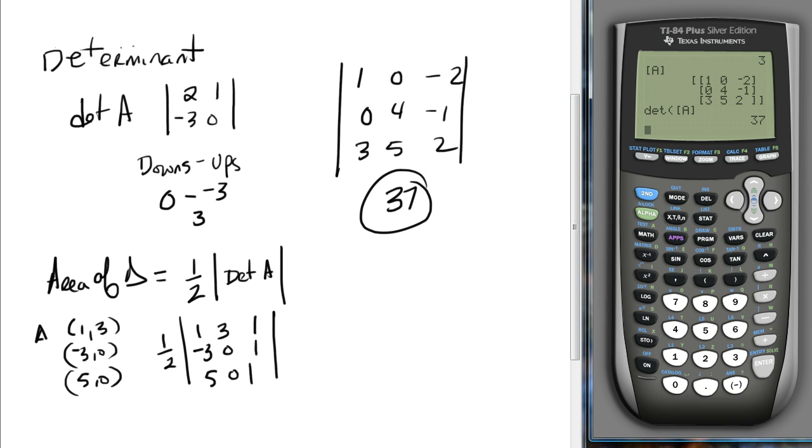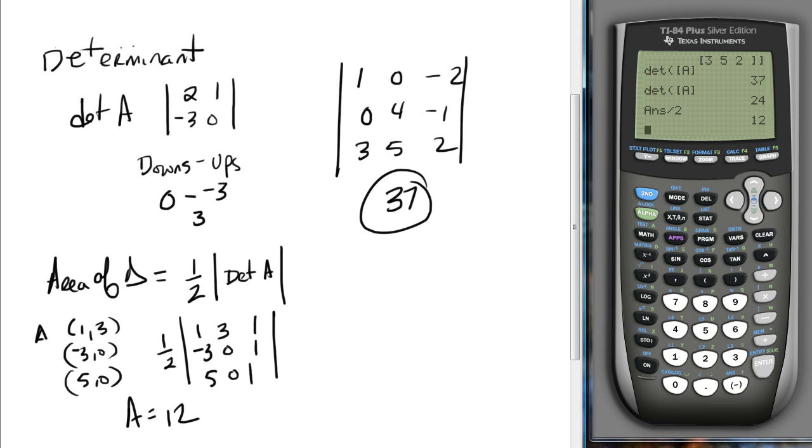Now, actually, my old line was determinant of A. So I could just go second, enter, enter. I get 24, but I have to take half of it, divide by 2. Or you could do that in your head. So the area of this triangle is equal to 12.